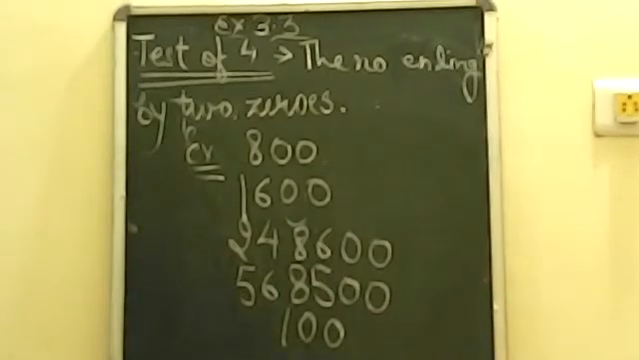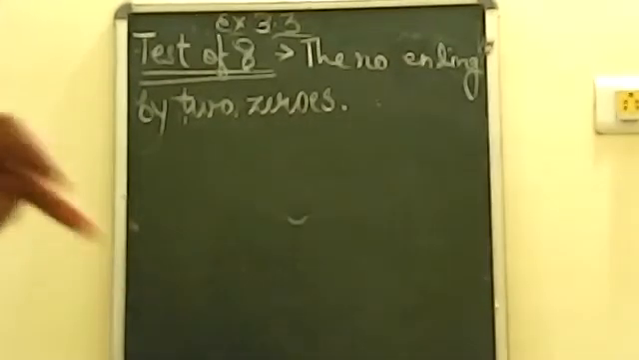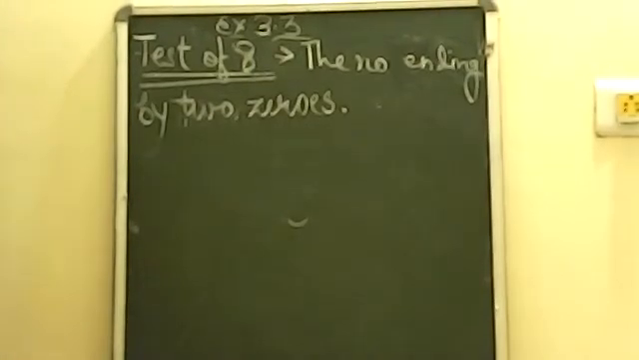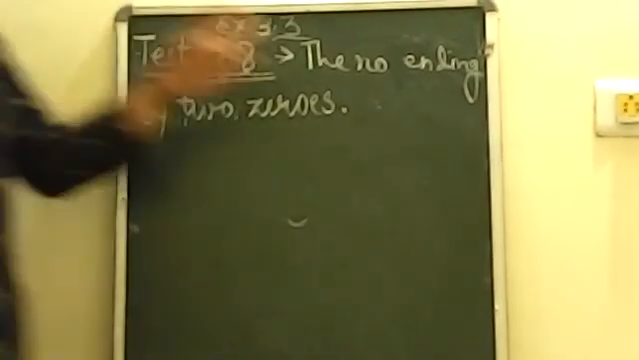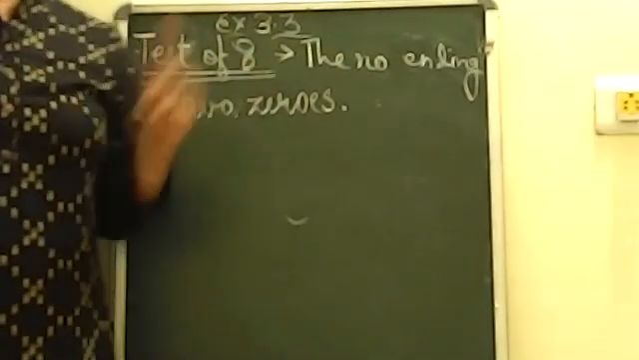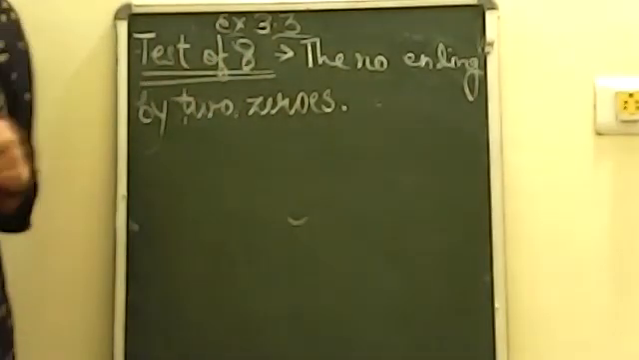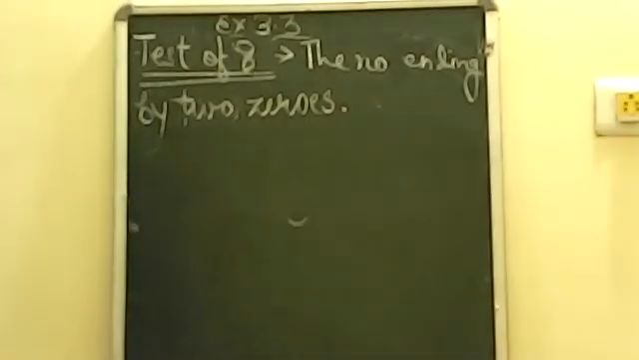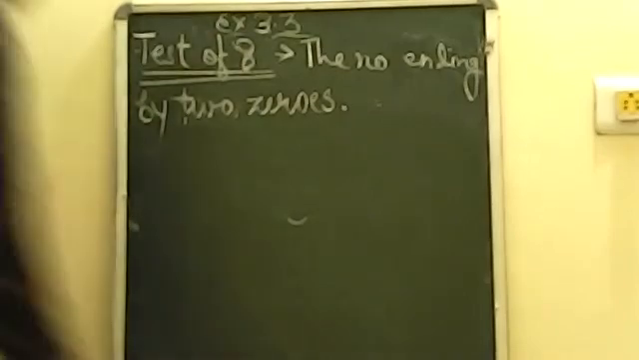Now this is done. Students, you know that when we did the divisibility test of 4, I told you that the number should end with two zeros. Can you tell me, for 8, what do you think? How many zeros should be at the end? Absolutely right. Very correct.